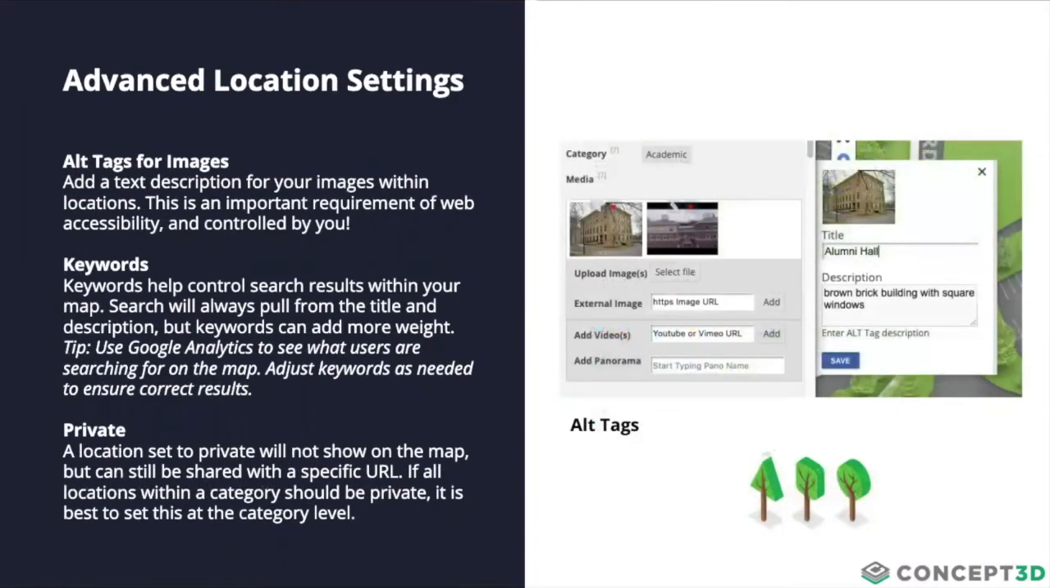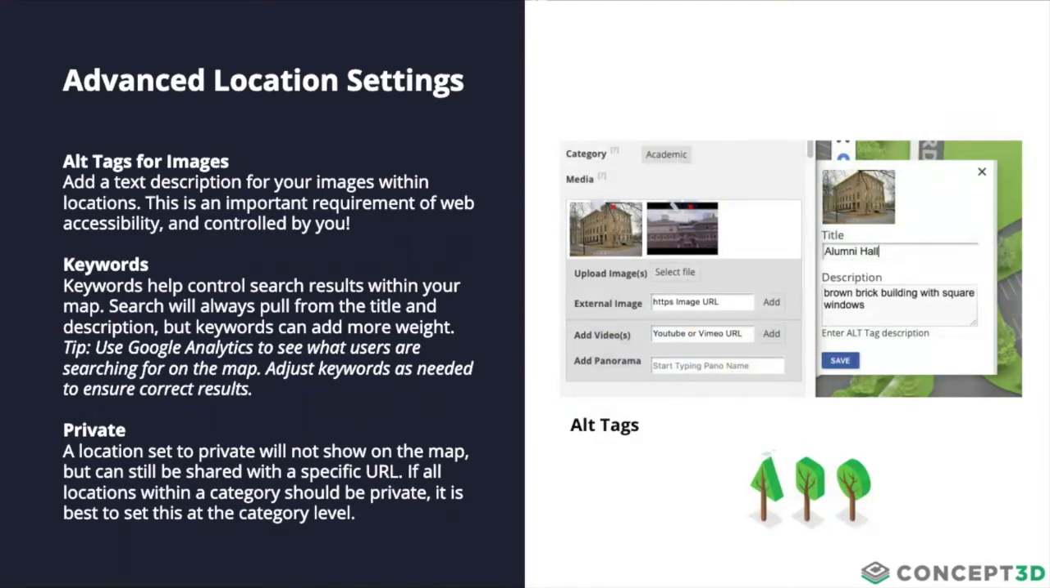A few advanced location settings that we'll go through today. The top one is alt tags for images. We're very ADA conscious here at Concept3D, so you'll see a lot of ADA related settings throughout the map. This is something that you control, so we wanted to point it out today. It's a really important requirement of web accessibility.